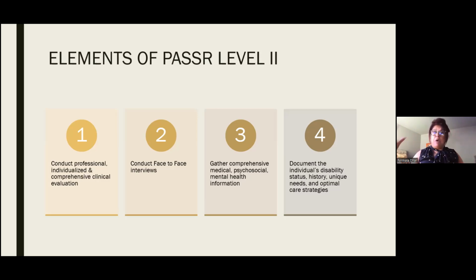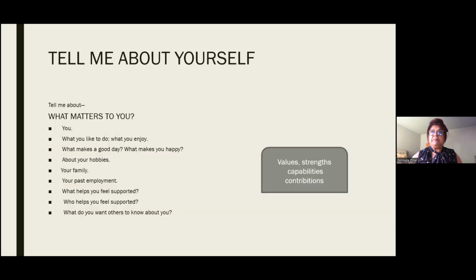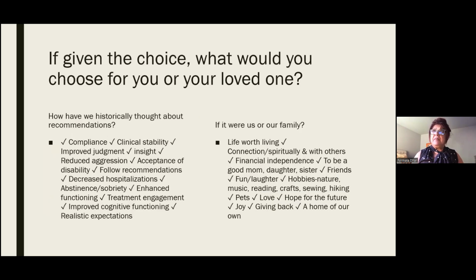You need to gather all of this comprehensive information, and then you create the document, and you have to recognize this is a PASRR disability, and then you do what all we've been talking about. This is what I was talking about when I talked about the person-centered PASRR. Tell me what matters to you. And so really the lens is values, strengths, capabilities, and contributions. Given the choice, I'm asking all of you, what would you choose for yourself or for your loved one?